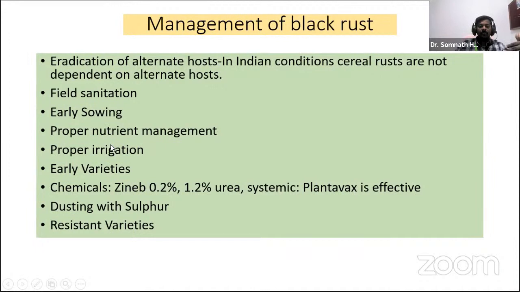So early varieties are recommended. Chemicals like Zineb 0.2% are recommended to spray against the black rust, or 1.2% urea is required. A systemic, that is Plantvax, is again effective. Dusting with sulfur is recommended for management of the rust. Certain varieties which are resistant can also be used.